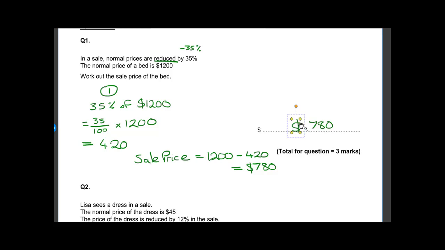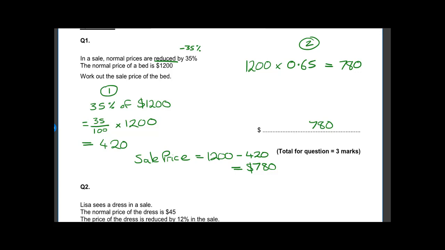That's it. Easier way, I would say, is, well, if you've gone down by 35%, that means you have 65% left. So I would just multiply 1,200 by 65%, which is 0.65. If you do that, you should get 780. Okay, this is the second way. There's 2 or 3 ways of doing this.